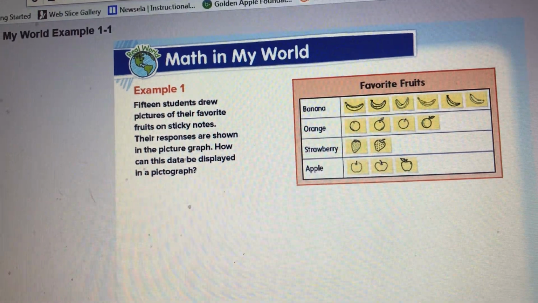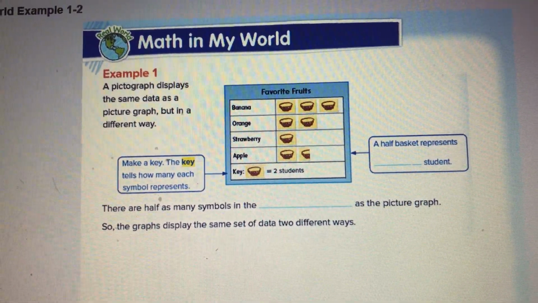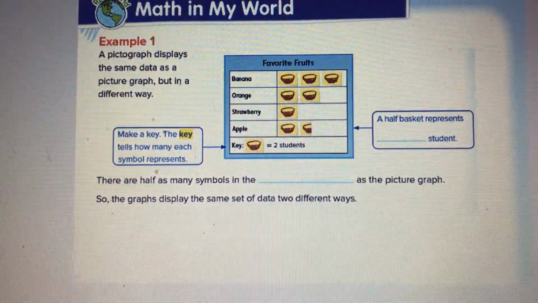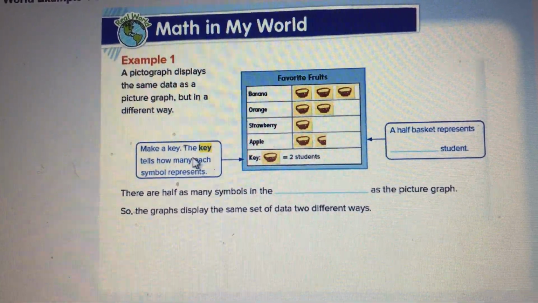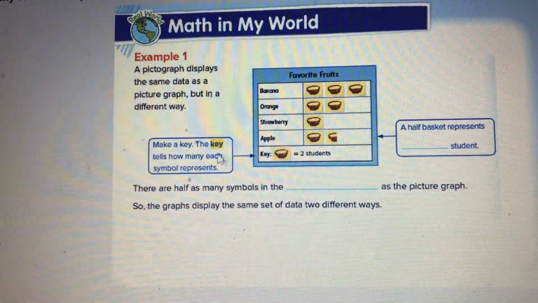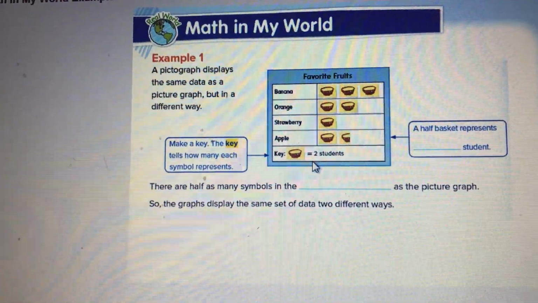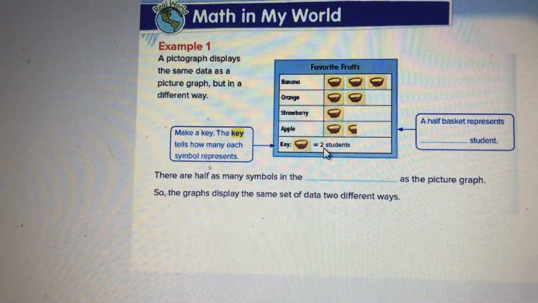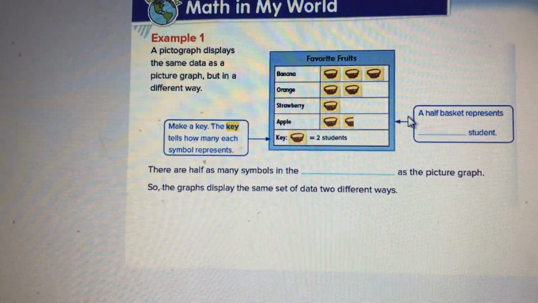Well, here's what we can do. You could take that information and make it into something like this. Favorite fruits. A pictograph displays the same data as a picture graph, but in a different way. When we have a pictograph, we always want to make sure we have a key, like on a map in social studies. The key tells how many each symbol represents. So you can see on this key that each one of these symbols represents 2 students. So a half basket would represent 1 student.